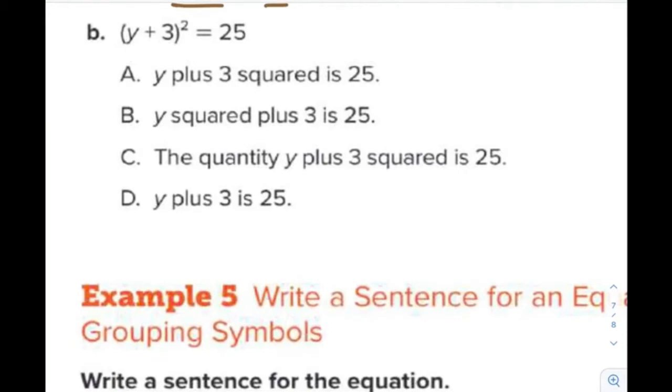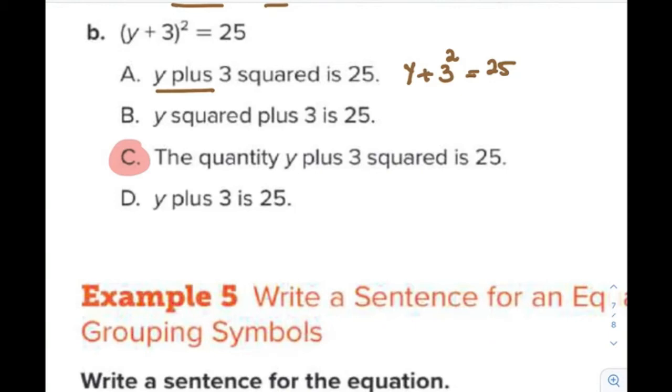Let's see B. Y plus 3 squared is equal to 25. Which one is the correct one? Of course, this is C. Let's translate the first one. Y plus 3 squared. So Y plus 3 only squared is 25. He didn't mention the sum squared. He didn't mention the quantity squared. So the only squared number is the 3.